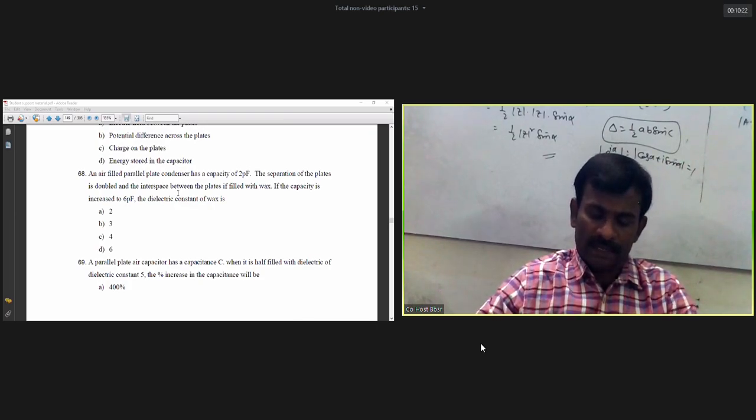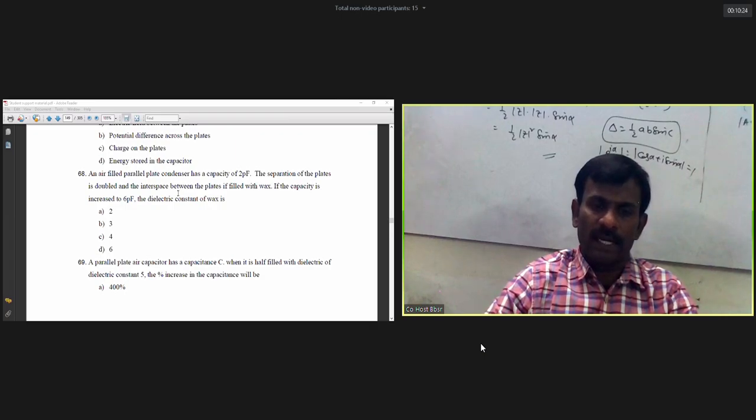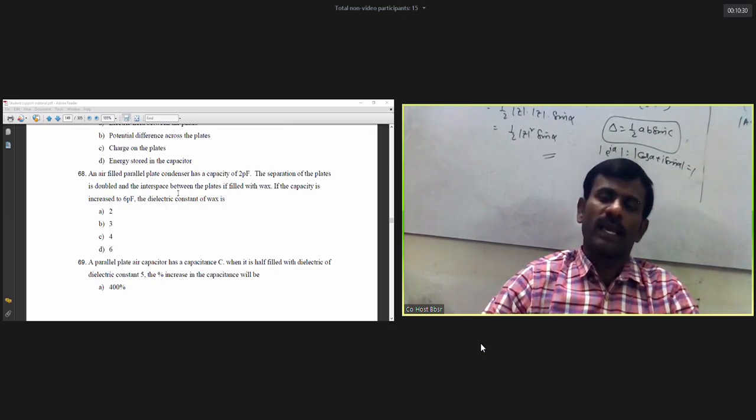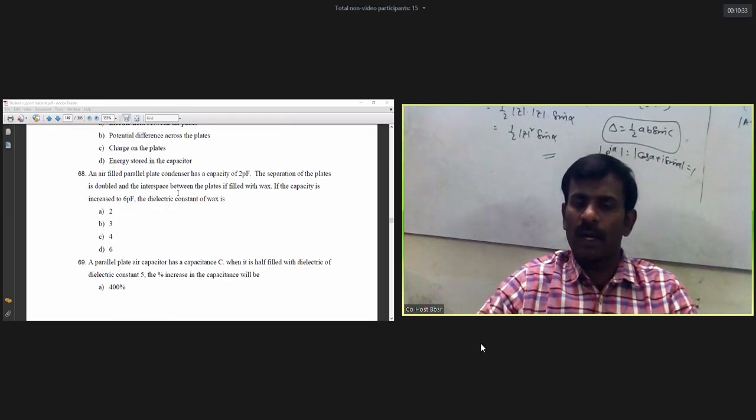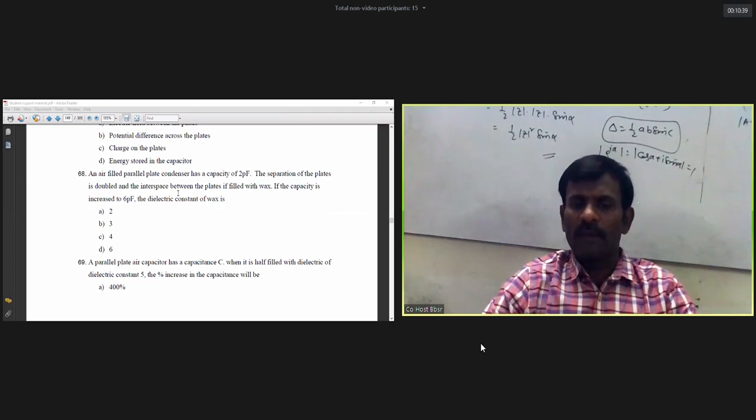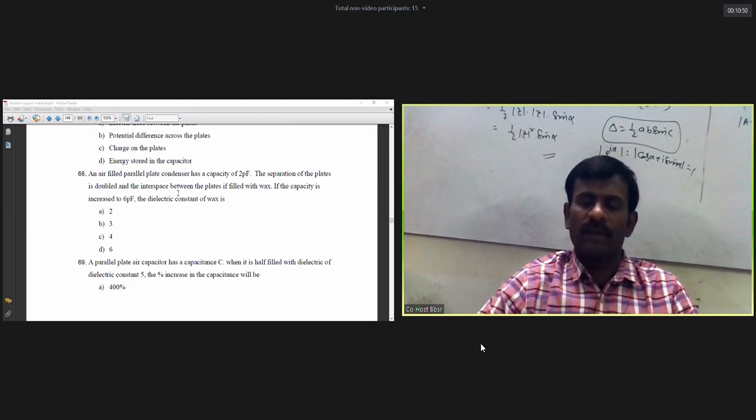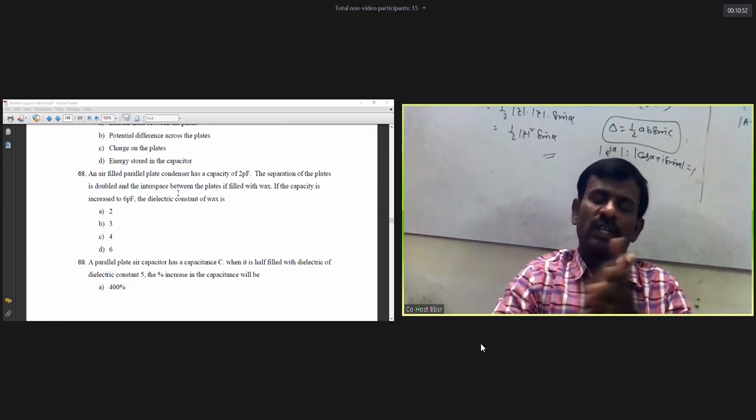So the capacitance of the parallel plate capacitor in the presence of a dielectric of thickness T: the formula I gave you is epsilon naught A upon D minus T into 1 minus 1 upon K. Use that formula. Here T is given as D by 2. Find C dash first and then take the percentage increase in capacitance: C final minus initial by initial into 100.